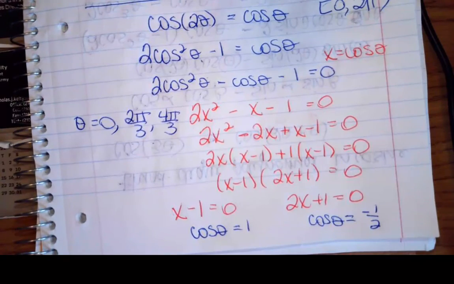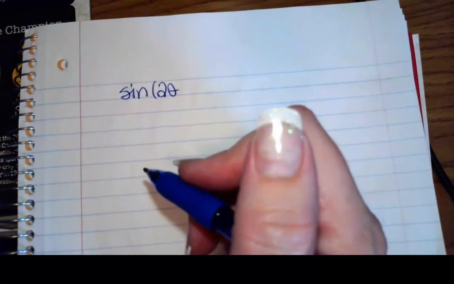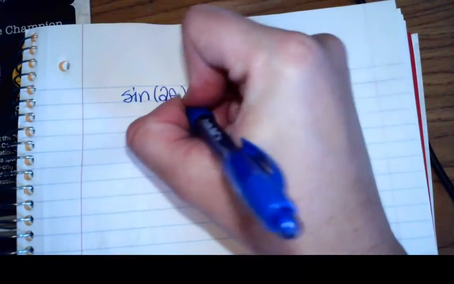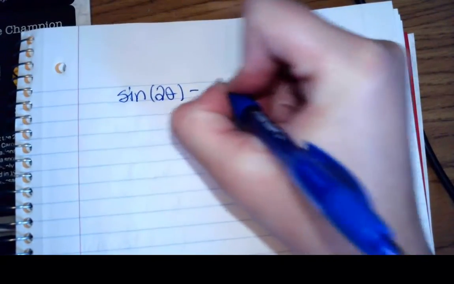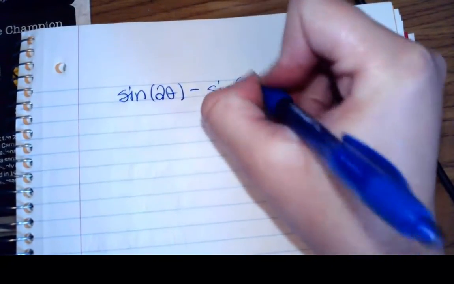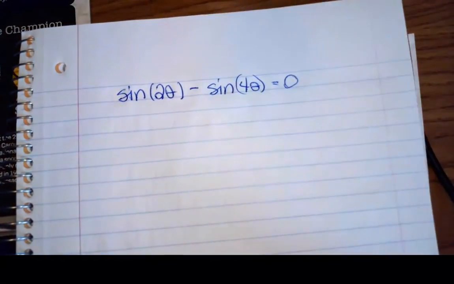Honestly, let's do 2 more. Okay, so I've got sine of 2 theta. I'm trying to do a representative sample. So the sine of 2 theta, and that's going to be minus the sine of 4 theta. And I need that to equal 0.